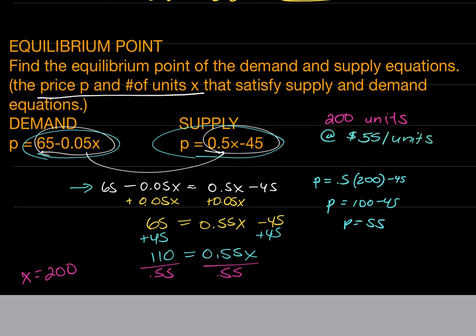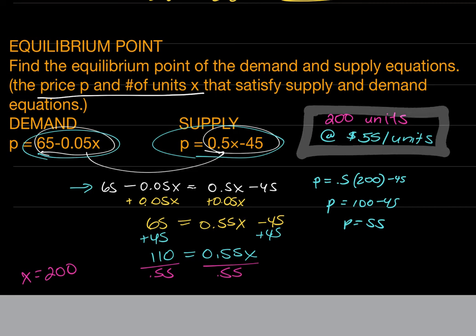So my answer would be 200 units at $55 per unit. You need both parts with equilibrium. The directions will say it. Find the number of units and the price per unit.